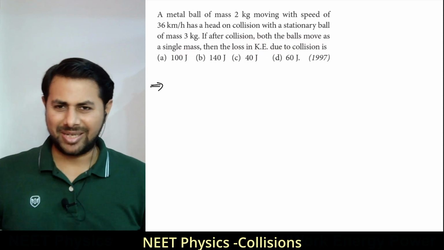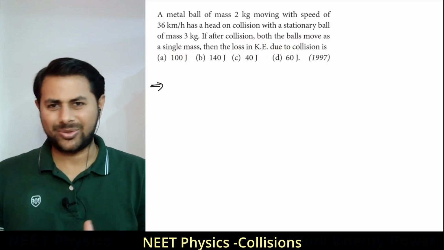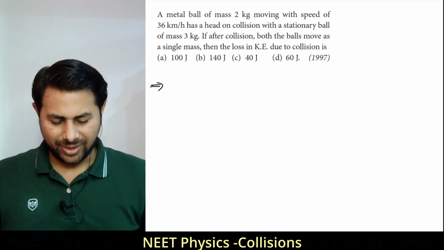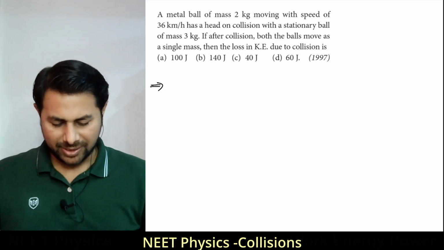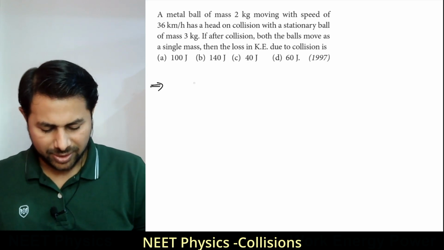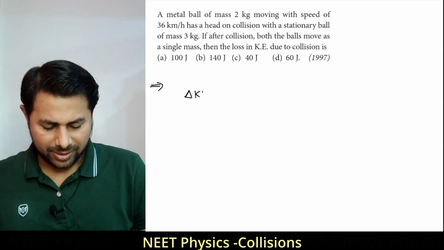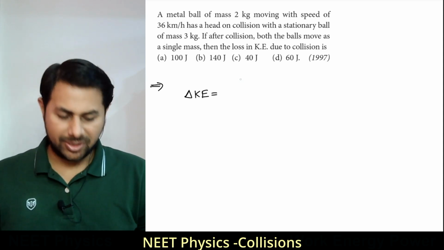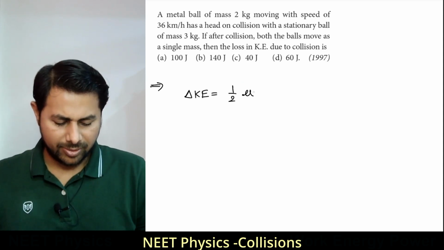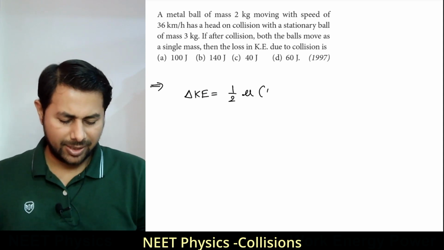Because they are moving with the same velocity, they are sticking together. I mean, they move as a single mass, so they are sticking together. So this is a perfectly inelastic collision. So what is delta KE? What's our formula? It's half of reduced mass multiplied by (u1 minus u2) square.